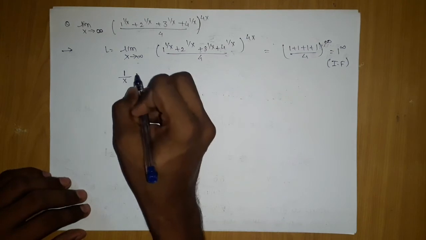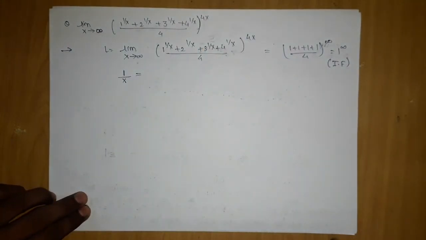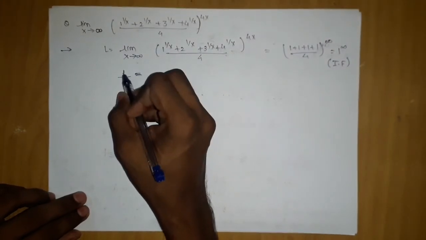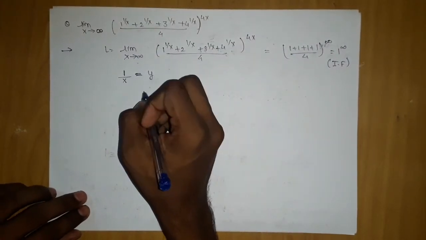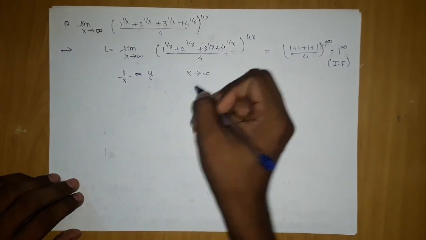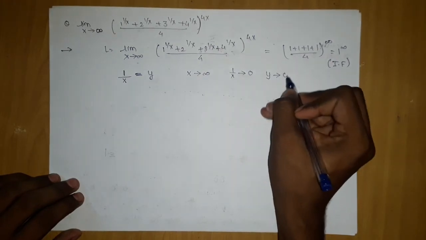But the speciality, and this question is important, is that here you have to replace this 1 by x, because the moment you differentiate, this will become difficult, and the lengthiness of the differentiation will also increase. So to avoid that, we will take 1 by x equals to y. I know x tends to infinity, so my 1 by x tends to 0, so my y tends to 0.